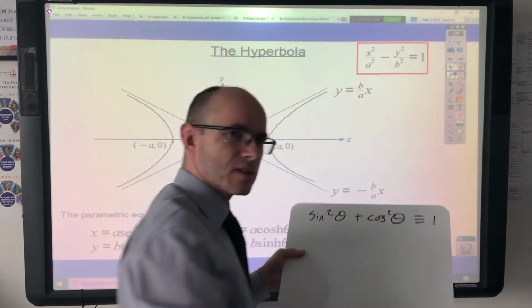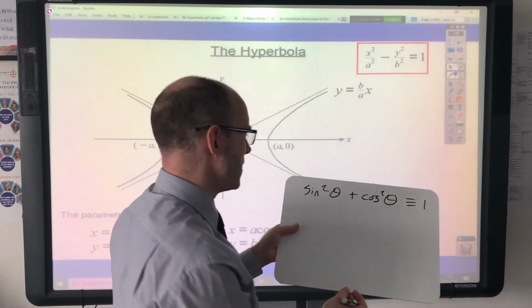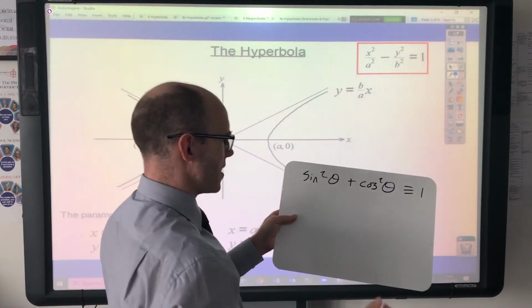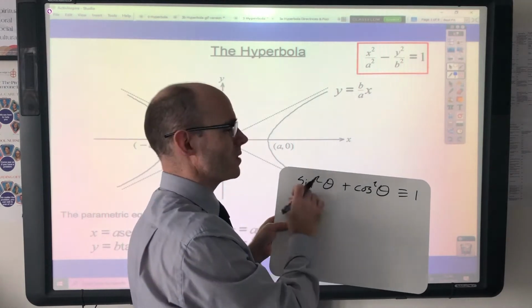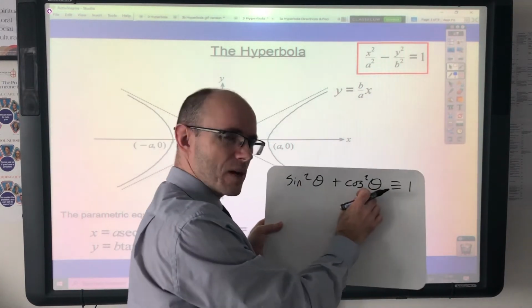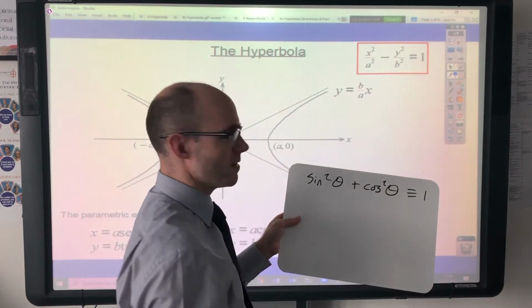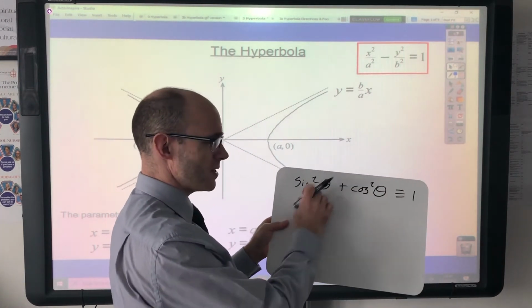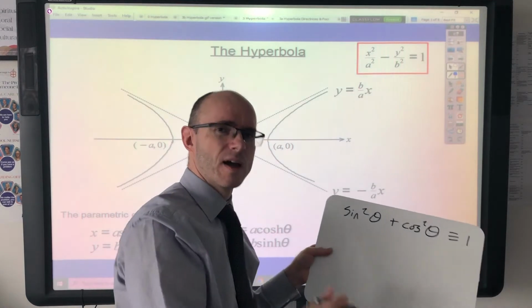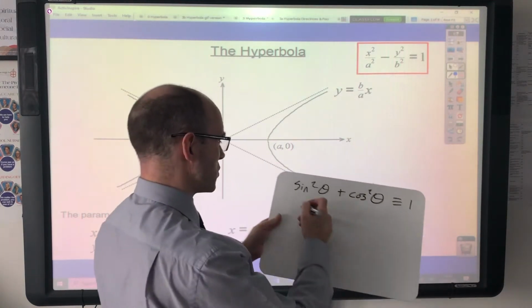I'm going to come by here because I'm right-handed and it's easier. If you divide both sides by sine squared, you get 1 plus cot squared theta equals cosec squared theta. If you divide both sides by cosine squared theta, you get tan squared theta plus 1 equals sec squared theta. A handy way of getting those trigonometric identities.